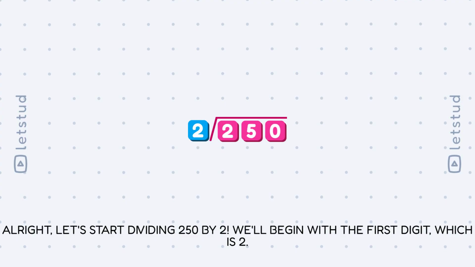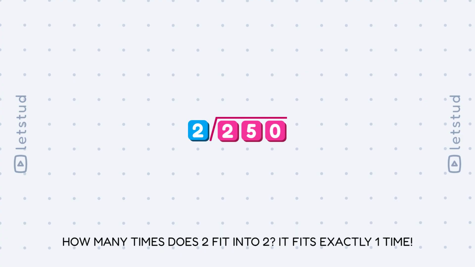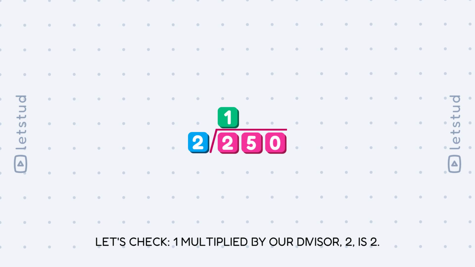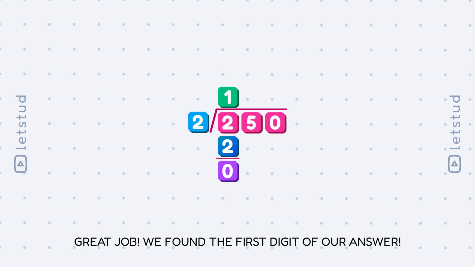Alright, let's start dividing 250 by 2. We'll begin with the first digit, which is 2. We're going to use the first digit of our dividend, which is 2. No need to carry anything over yet. How many times does 2 fit into 2? It fits exactly 1 time. Let's check. 1 multiplied by our divisor 2 is 2. Now we subtract 2 from the first digit 2. That leaves us with 0. Easy peasy. Great job! We found the first digit of our answer.